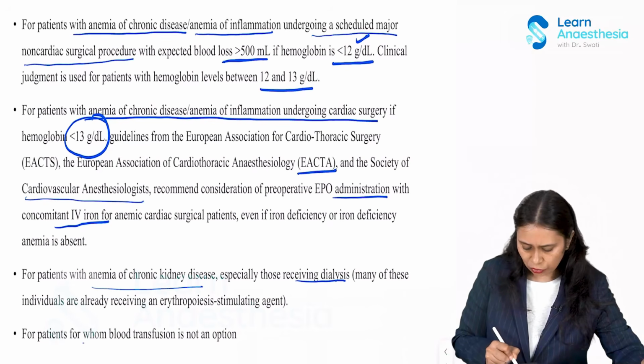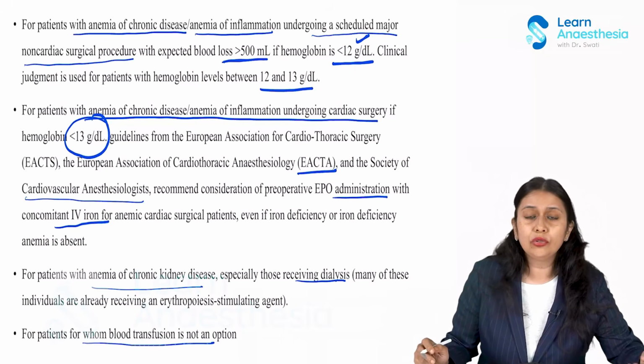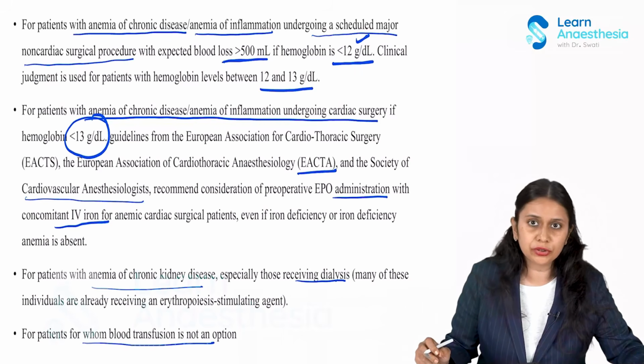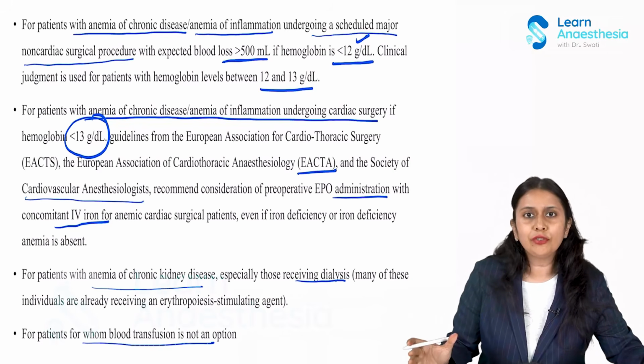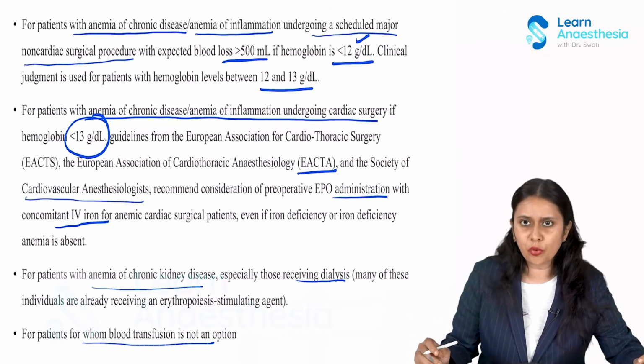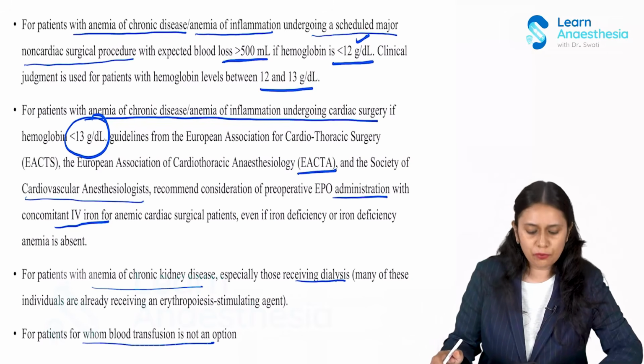And for patients in whom blood transfusion is not an option. A lot of patients are not ready for blood transfusion, like your Jehovah's Witness, etc. In them, we have to build up the HB and erythropoietin can be used. So these are the indications of erythropoietin.